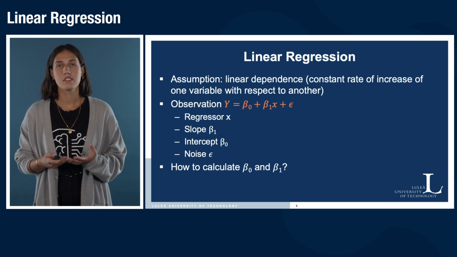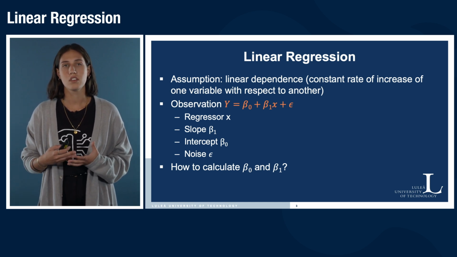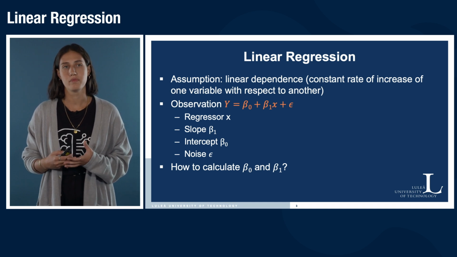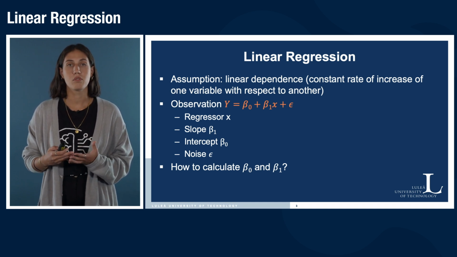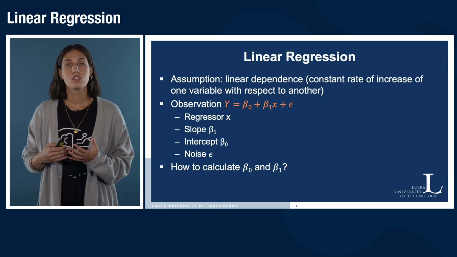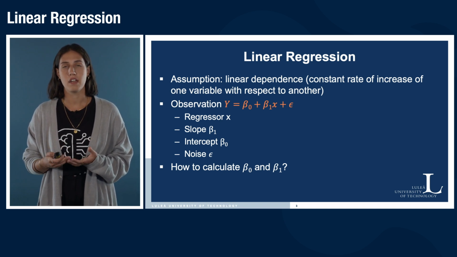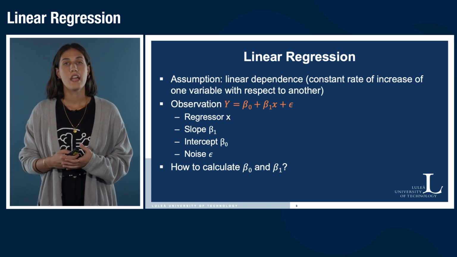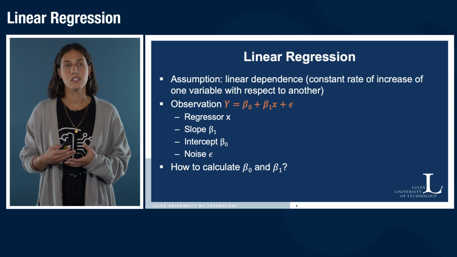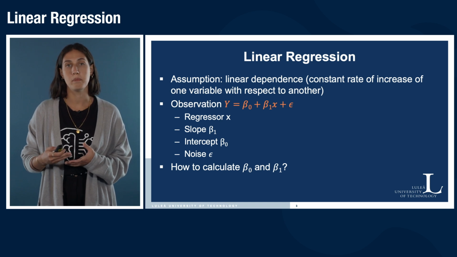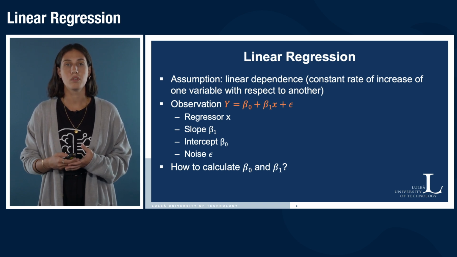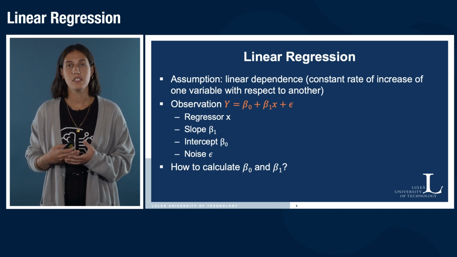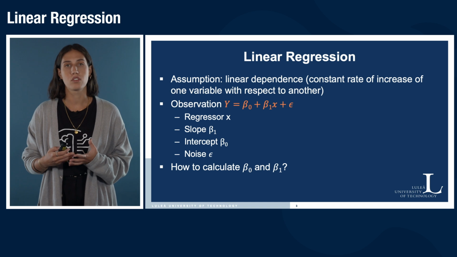In linear regression, the assumption is that we have a constant linear dependence between the observation value we're interested in and another variable. And how do we find out if we have a linear dependence? So here, y is the dependent variable and x is the regressor, or the independent variable. And our observation should follow a line described by a y-axis shift beta 0, a slope of our function beta 1, plus some epsilon. And we want to find the beta 0 and beta 1 that describe this function.